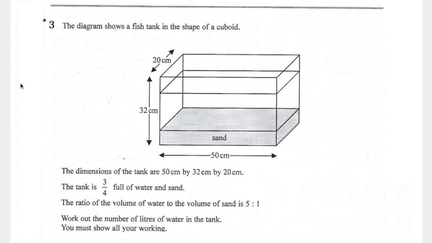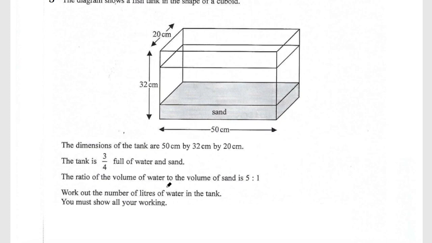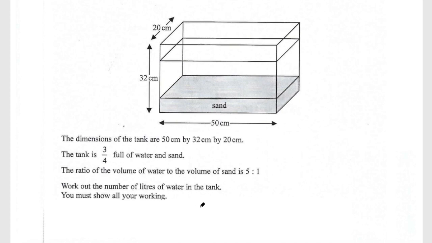Question 3 is a non-calculated question, and it says the diagram shows a fish tank in the shape of a cuboid. The dimensions of the tank are 50 centimeters by 32 centimeters by 20 centimeters. The tank is 3/4 full of water and sand. The ratio of the volume of water to the volume of sand is 5:1. Work out the number of liters of water in the tank. You must show all of your working.